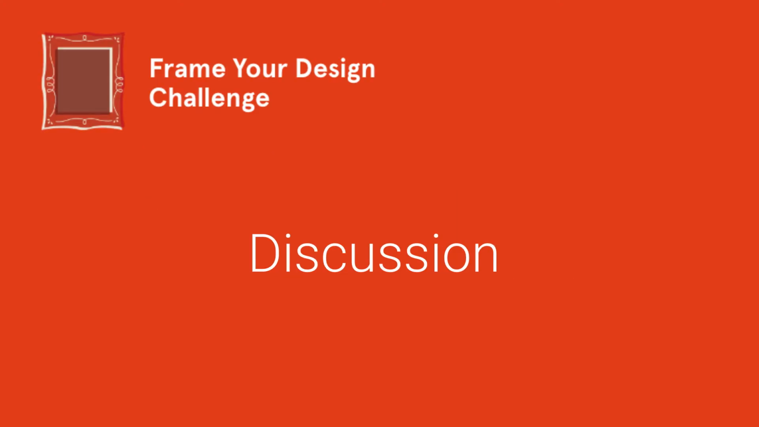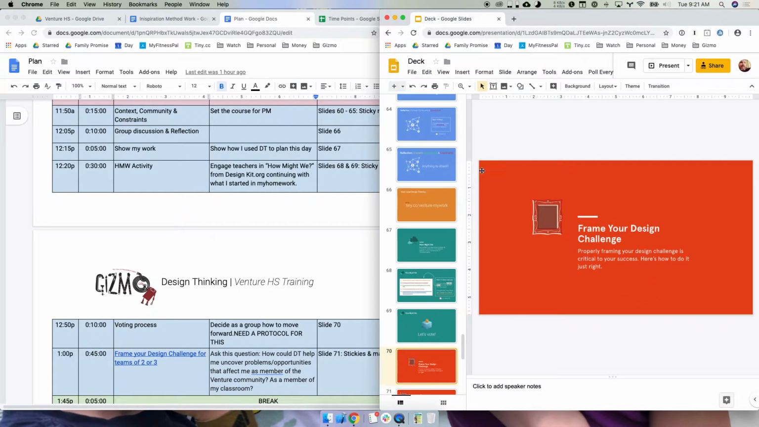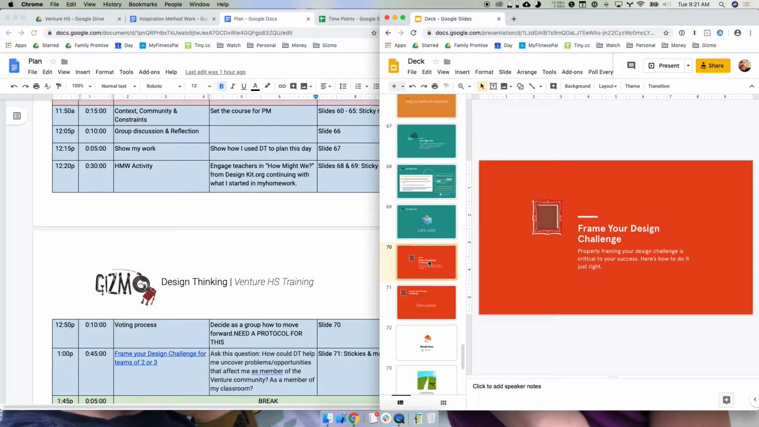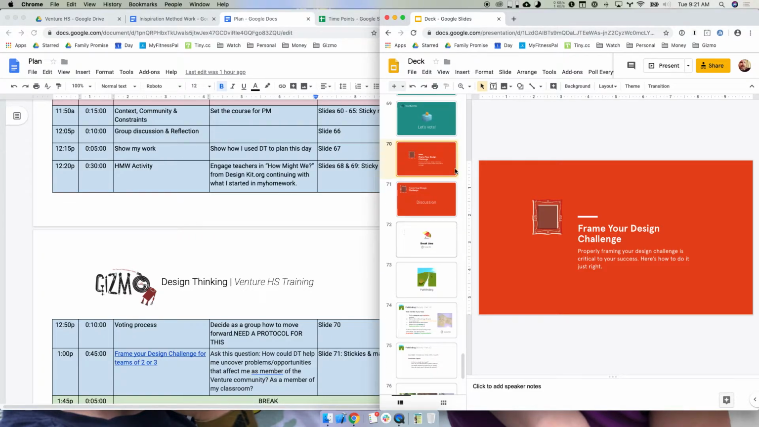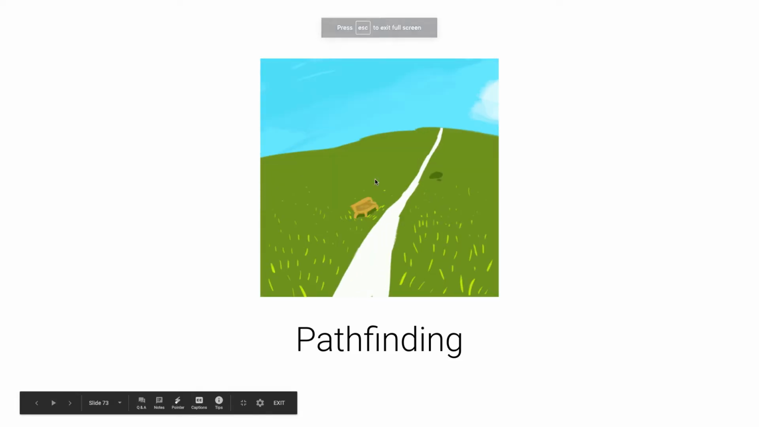So this is the next thing they're going to do, is frame their design challenge. They're going to actually go to the designkit.org site, and they're going to get that method, and they're going to do the work. I thought there was another slide for this, but I think it's gone. I may have deleted it, but I don't think we need it. I think it's fine. Okay. Boy, this is a long video. I'm going to keep going. Then we get a break. Then we're going to talk about pathfinding.